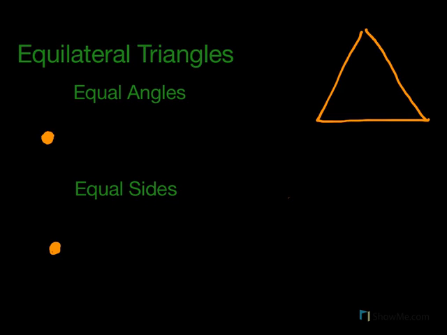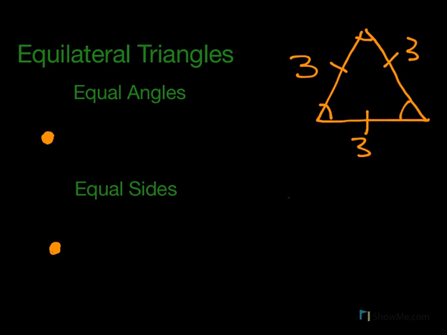Equilateral triangles. Equilateral triangles are triangles that have all equal sides and all equal angles. This can be represented by the same dashes as used earlier to show congruency. So if you see a triangle and you know that it's an equilateral triangle and they give you one side, you already know that all the sides are going to be the same. And same thing with the angles.